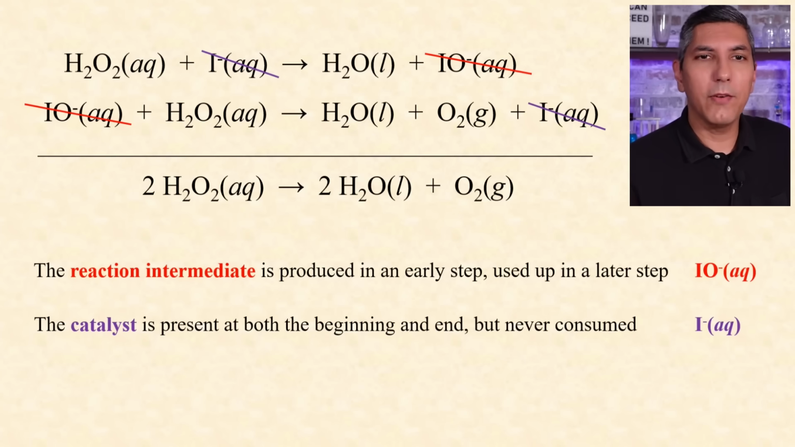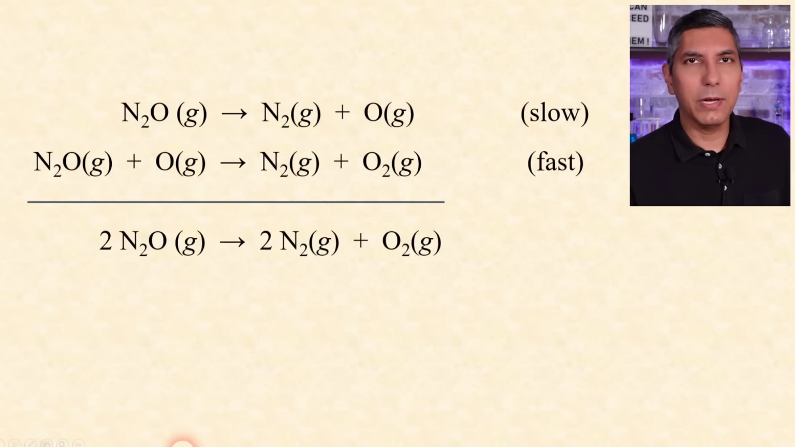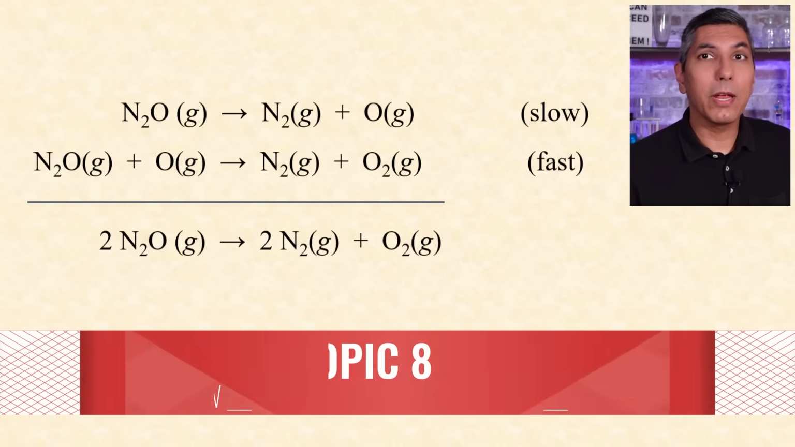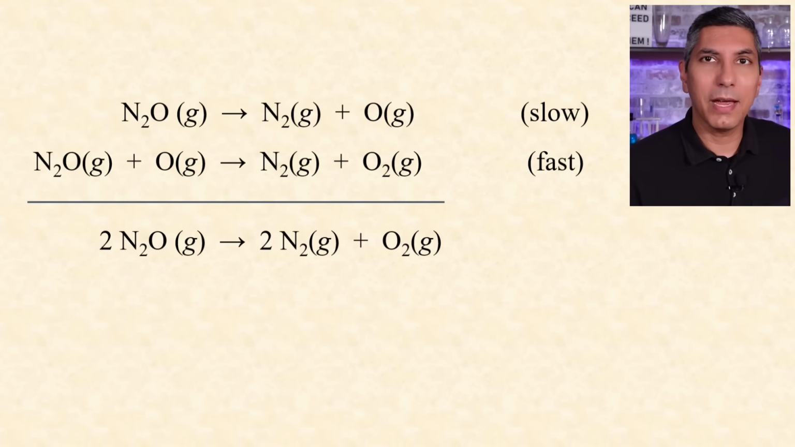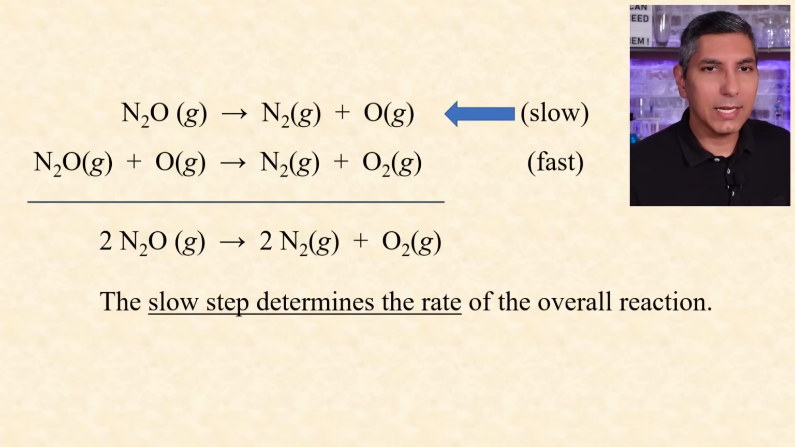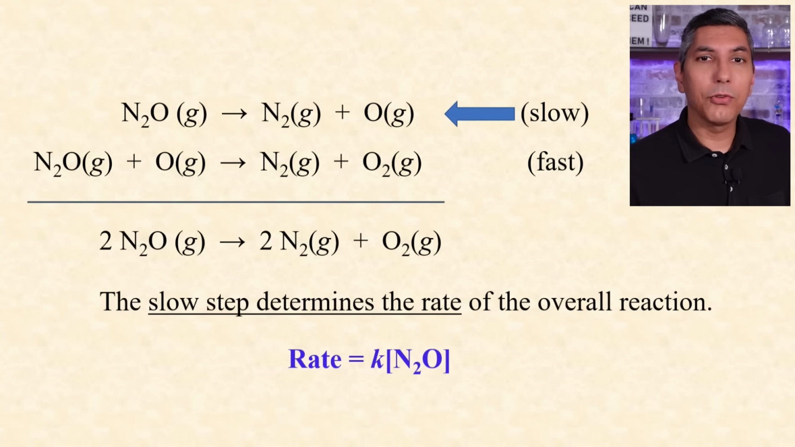If we want to build evidence that this is the actual mechanism for the reaction, then we should look for evidence of this IO negative ion popping up somewhere when we do our chemical analysis. Let's go back to this reaction mechanism. The rate for any reaction is determined by the slowest step in the mechanism. The rate law for that slow step is the rate law for the whole reaction. So in this case, it would be rate equals k times [N2O].